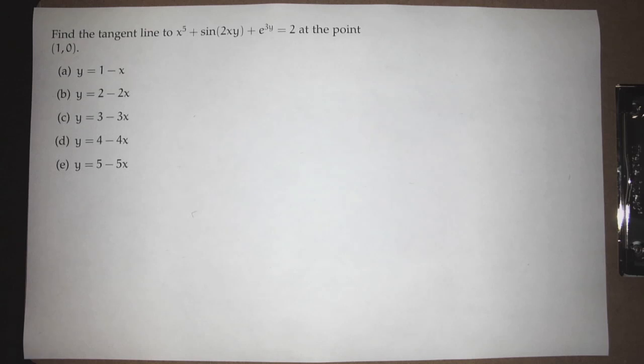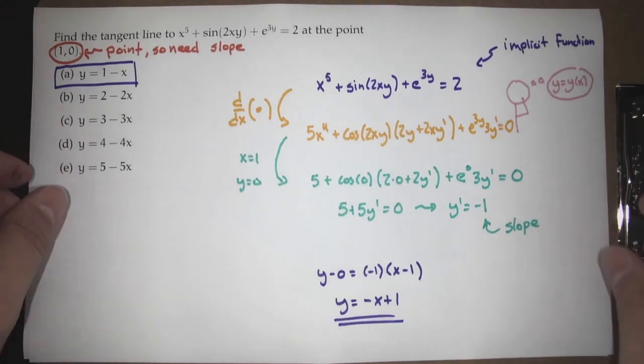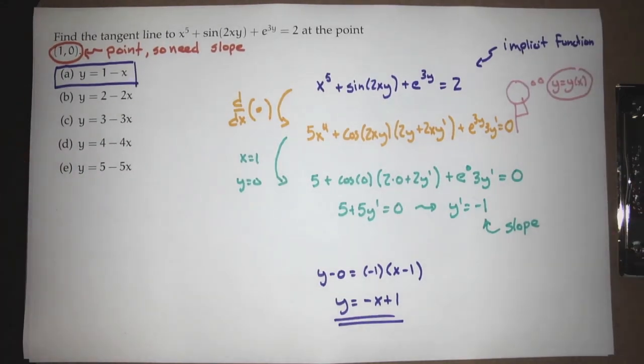It's got to be C. Are you sure it's got to be C? Well, the answer is A. Now, what's the tool to use here? The tool that we need is implicit differentiation.